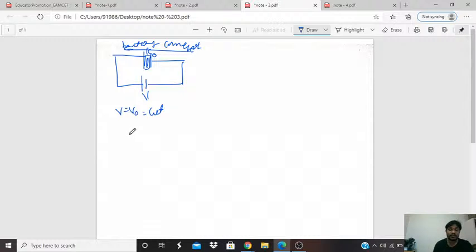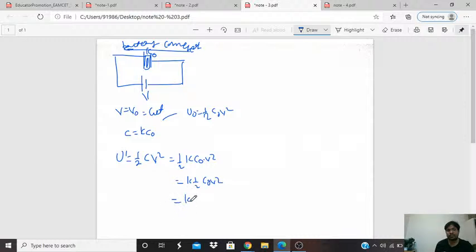But the capacitance will be what? Increases by K times. Capacitance will increase by K times. Okay. Potential becomes constant. So potential becomes constant means we have to take what? U dash equal to. See, initially half C naught V square. So half C V square. Half into K C naught into V square. See, K into half C naught V square is U naught. So energy will be what? K times increases.